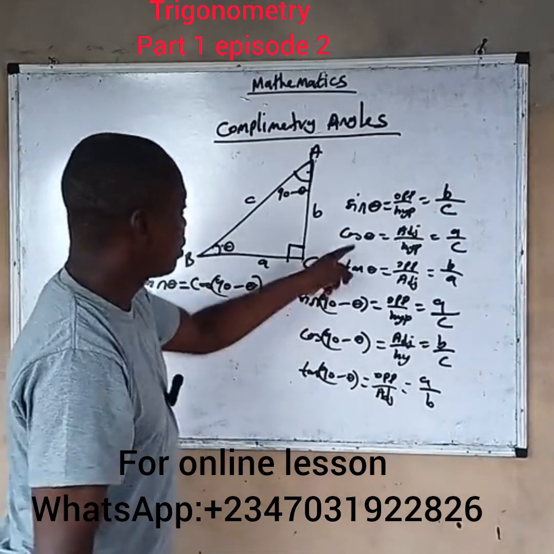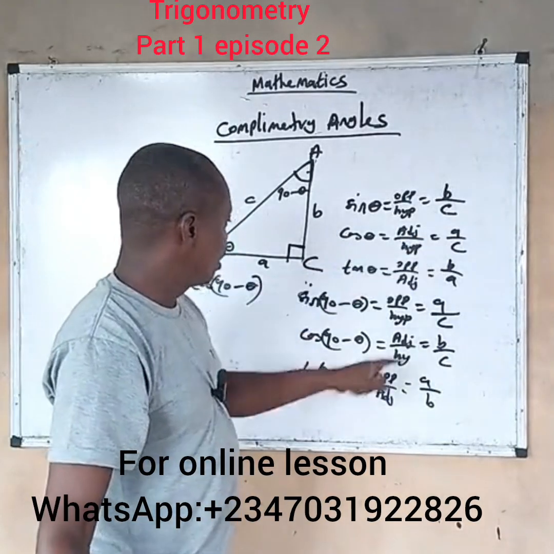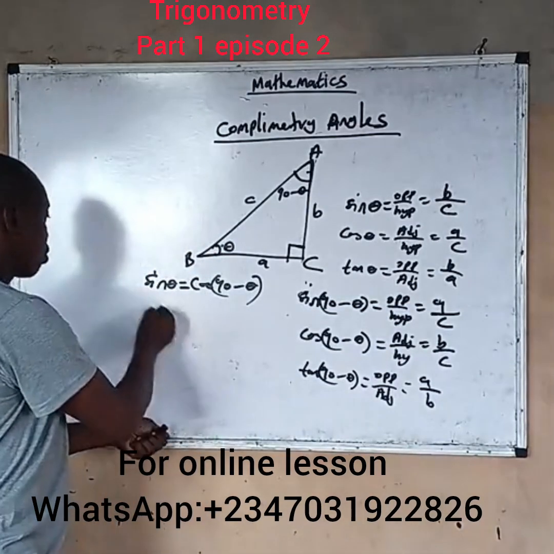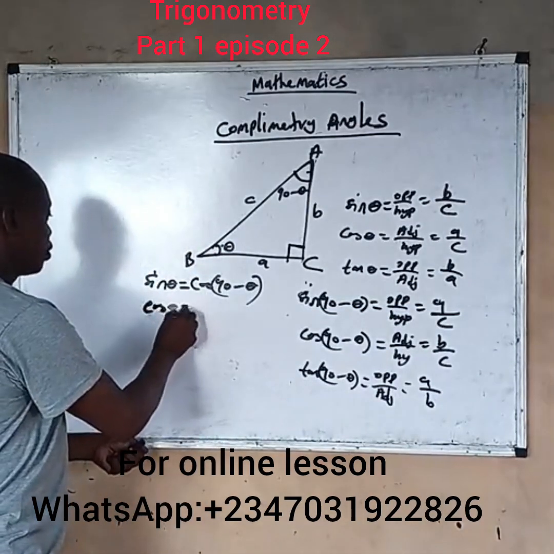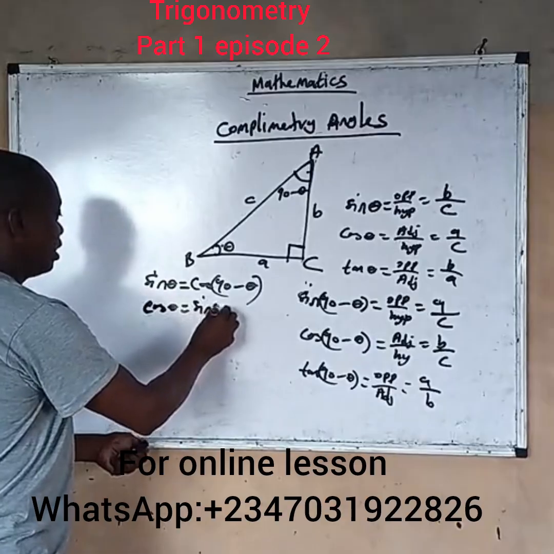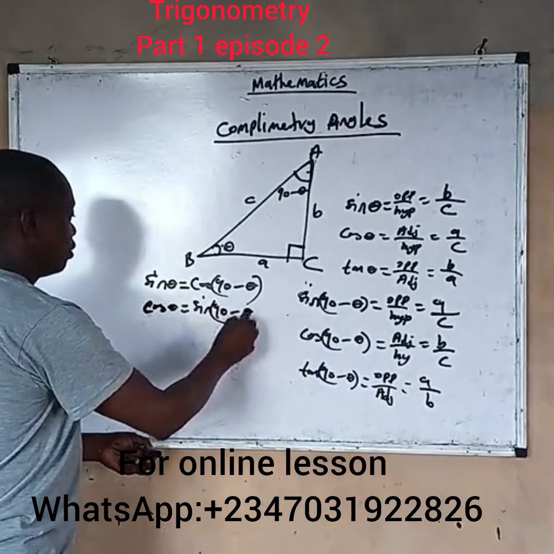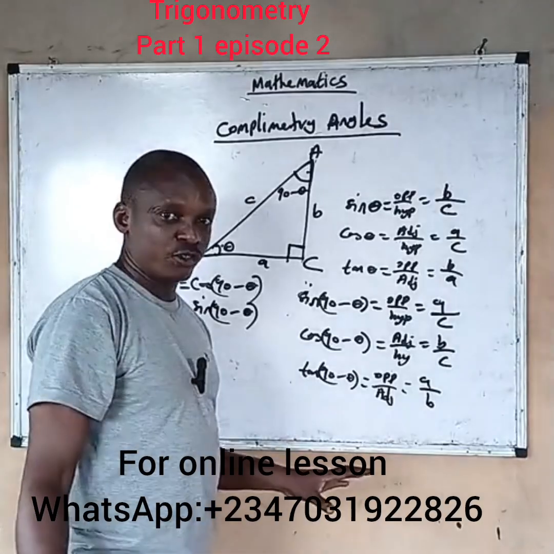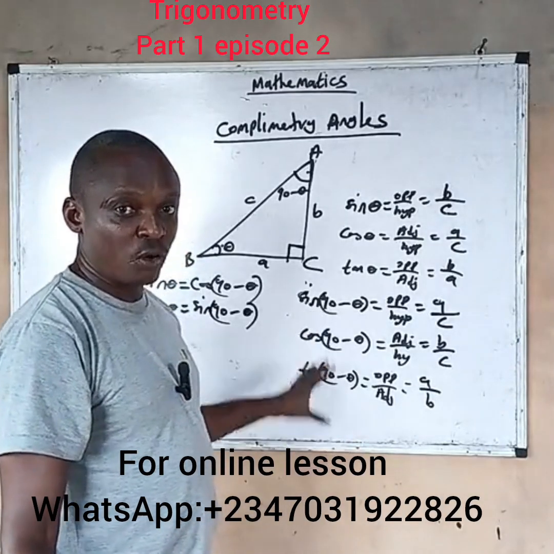The same thing again: you can see that cos theta is equal to A over C, and sine 90 minus theta is equal to A over C. Which means cos theta is equal to sine 90 minus theta. So this is the relationship between sine and cos.